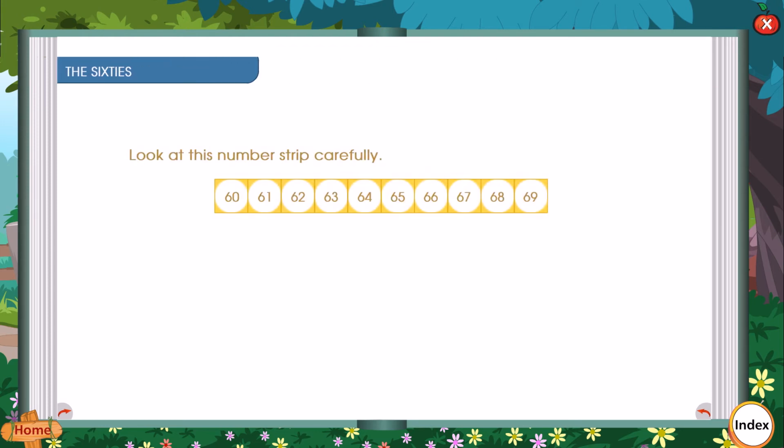The 60s. Look at this number strip carefully. 60, 61, 62, 63, 64, 65, 66, 67, 68, 69.